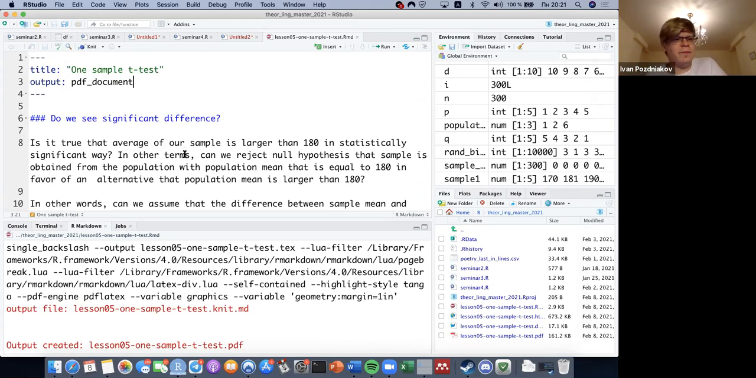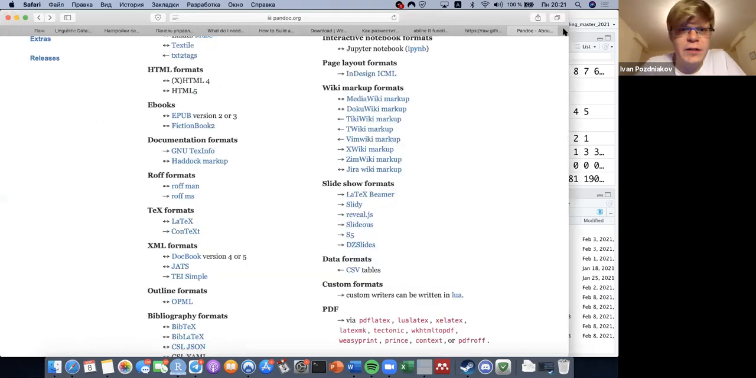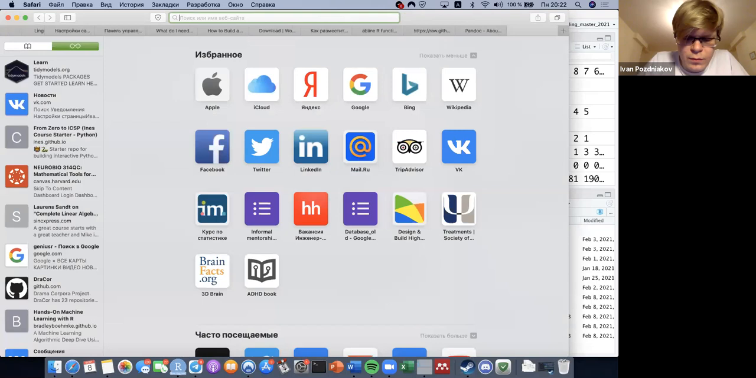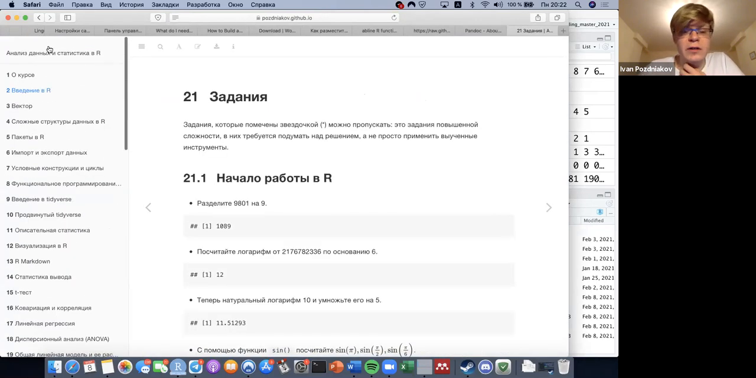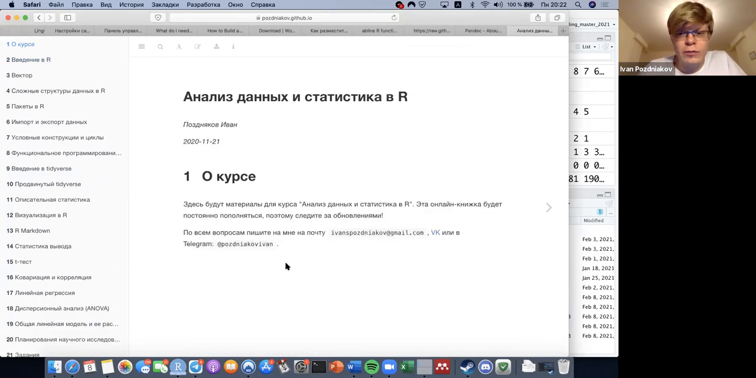With R Markdown, you can create different kinds of documents, presentations, even websites, or interactive dynamic presentations with JavaScript or whatever. If I showed you my website with materials on R and stats before, this whole website was actually created in R Markdown. So basically just several R Markdown documents compiled together.